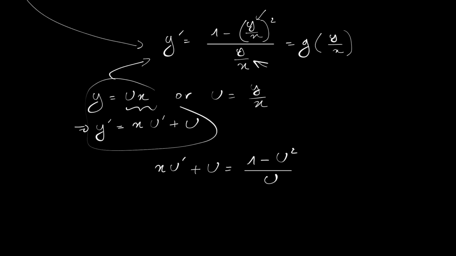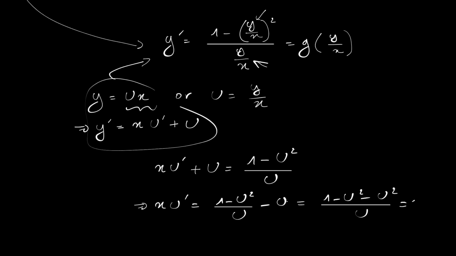Next, we isolate the derivative. Let's move u to the other side. To simplify, we put everything over the same denominator. Now we move the u terms to the left and x terms to the right. Don't forget that u prime is equal to du over dx.